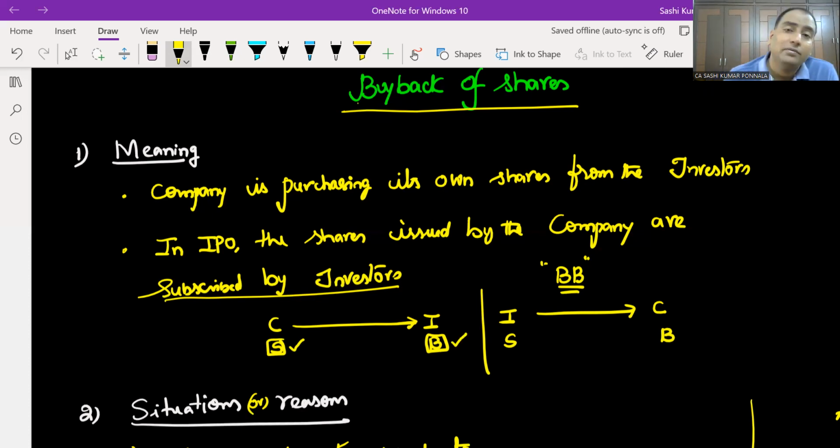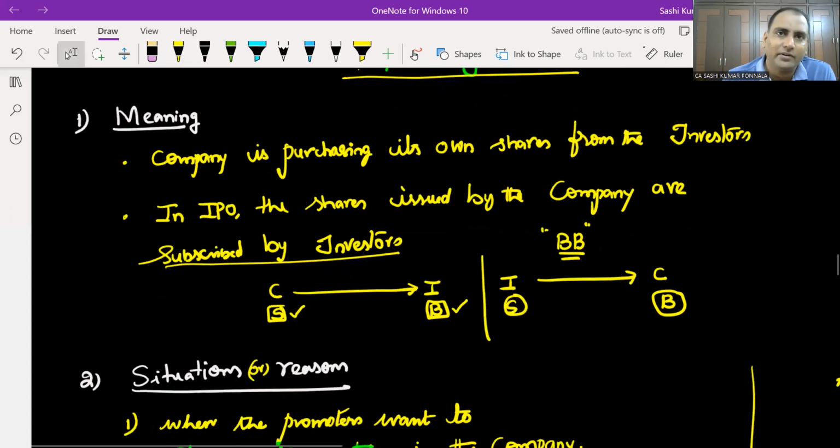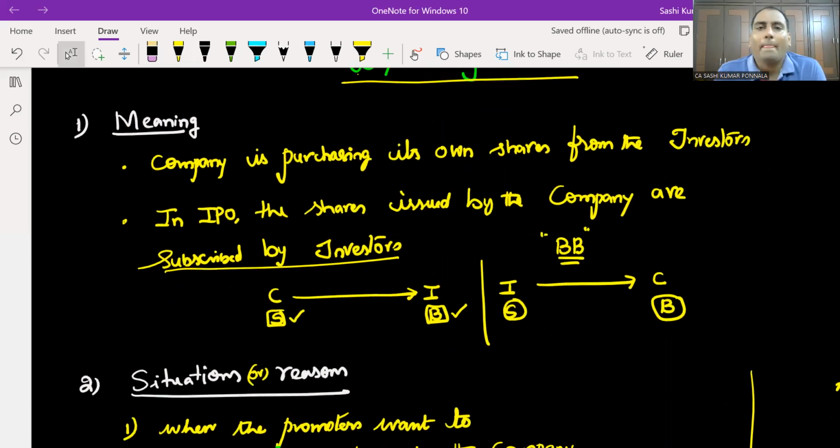But in case of buyback, the reverse process happens. Investors are selling the securities. The company is repurchasing, or buying, the securities. So this is what buyback is about.